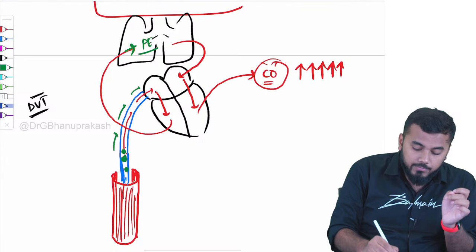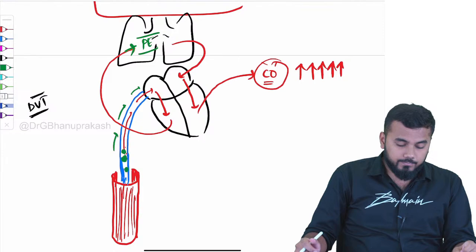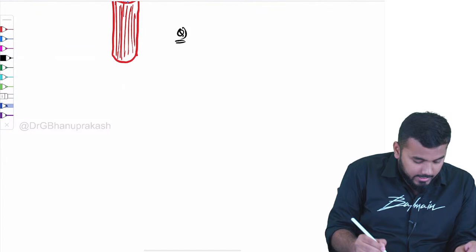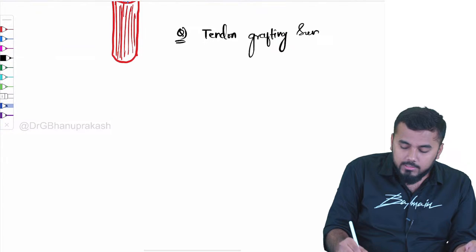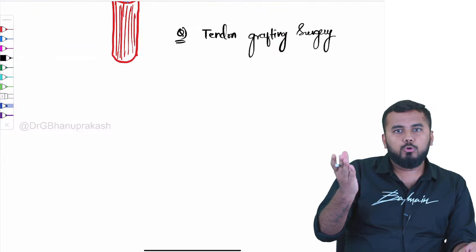Okay? Right. So another question. Brajesh Shripal, good evening. Another question is that, PE is pulmonary embolism, yes. Another question is that, for tendon grafting surgery, you know, in the knee, we have got two ligaments, guys. Anterior cruciate ligament, posterior cruciate ligament, right?